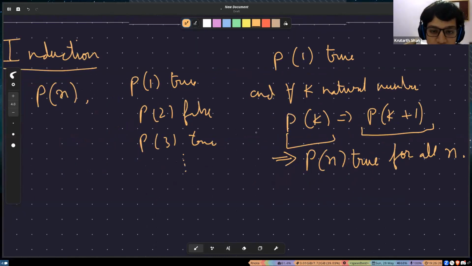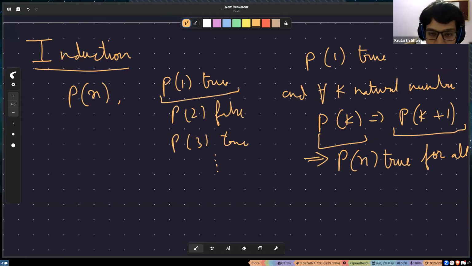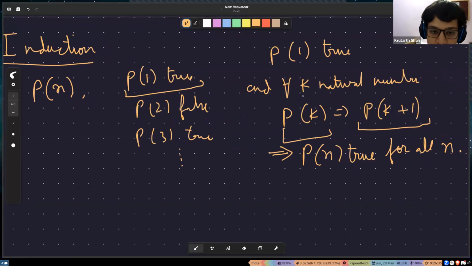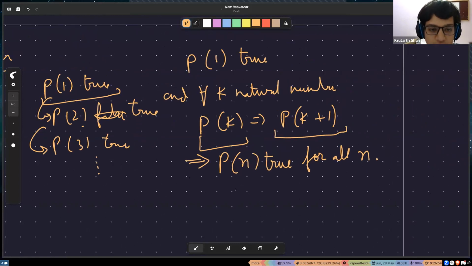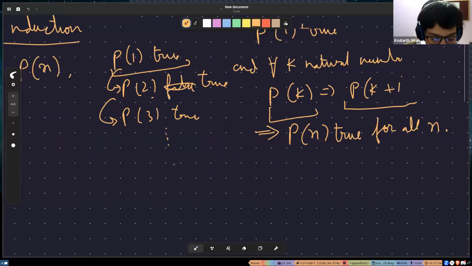It should be intuitively pretty clear. I have P of 1 true. And by this, I know that if P of 1 is true, then so is P of 2. So P of 2 is true. Similarly, since P of 2 is true, P of 3 is true. And I can just keep going on like this, and so every statement is true. Although it's a pretty obvious statement, it's really powerful in its applications. So we'll be seeing some of those.